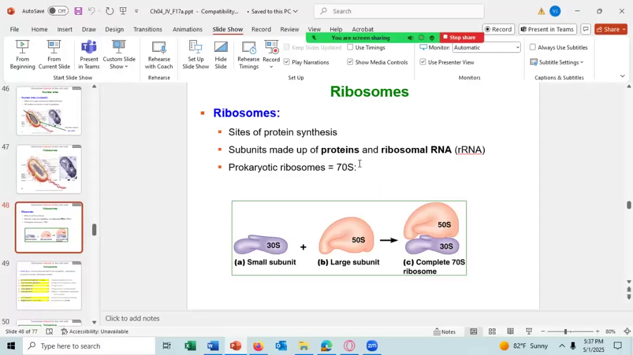You don't need to know anything about the S sedimentation coefficient, but you should know that prokaryote ribosomes are a little smaller than eukaryote ribosomes. Any question about any of that?